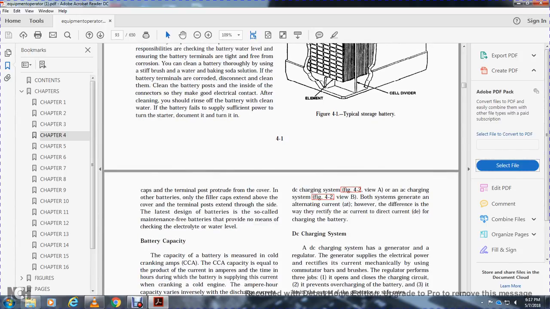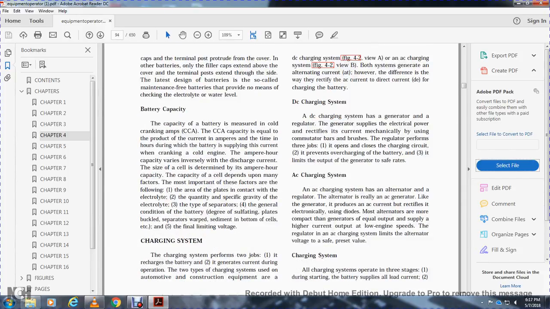Caps and terminal posts protrude with the cover over the batteries. The terminal post extends with the side of the last design battery, so called the maintenance free battery, that provides no means for checking the electrolyte with the water level.